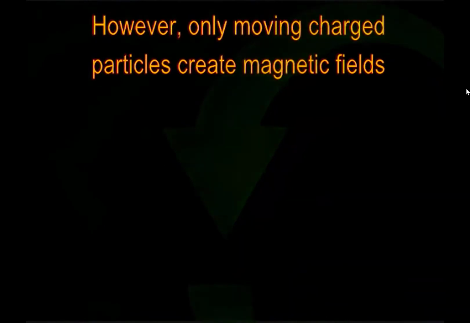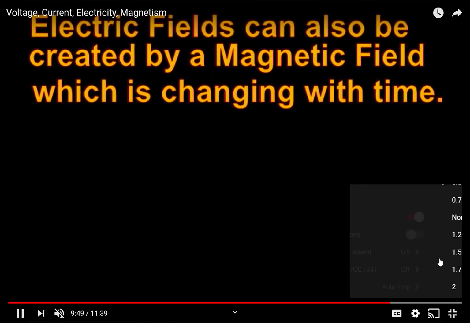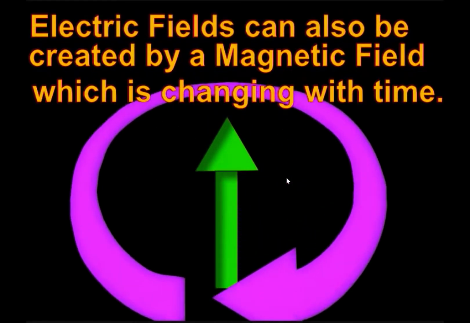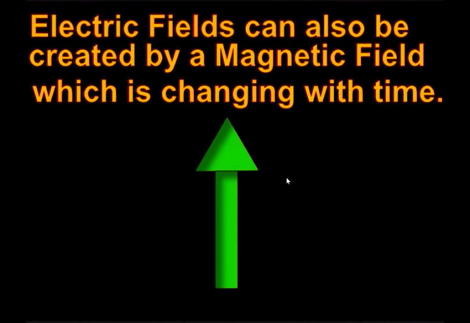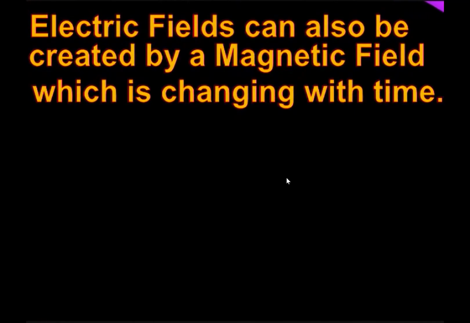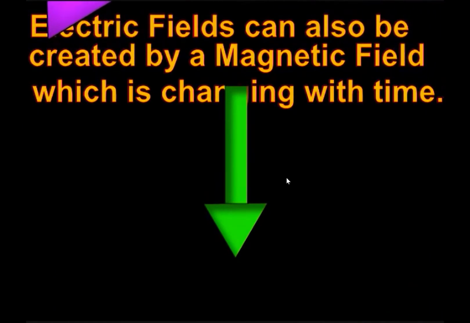This is going to take a little while, so let's make this go a bit faster. Maybe let's try 0.75. We've also found that electric fields can be generated by changing magnetic fields. If the magnetic field is changing with time, it'll generate an electric field or an electric potential. And that's what we found out with Faraday's law. Any changing magnetic field generates an electric field or an electric potential.